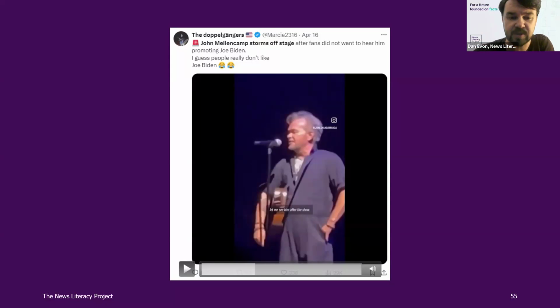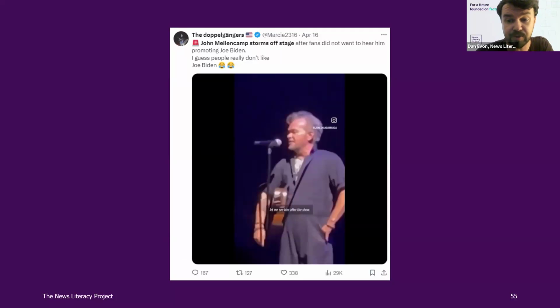I was scrolling on social media and I saw this post, and I was taken in by it. It felt real. It's a celebrity making a political statement, and then it's an audience that is reacting negatively to that, and that felt real to me. I clicked, I believe the hashtag was just Mellencamp, and there were a whole bunch of posts of people sharing this video, and everything about it felt real.